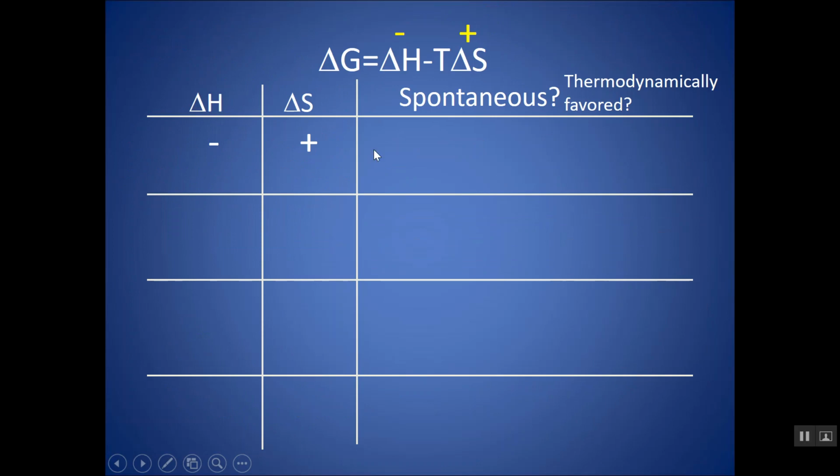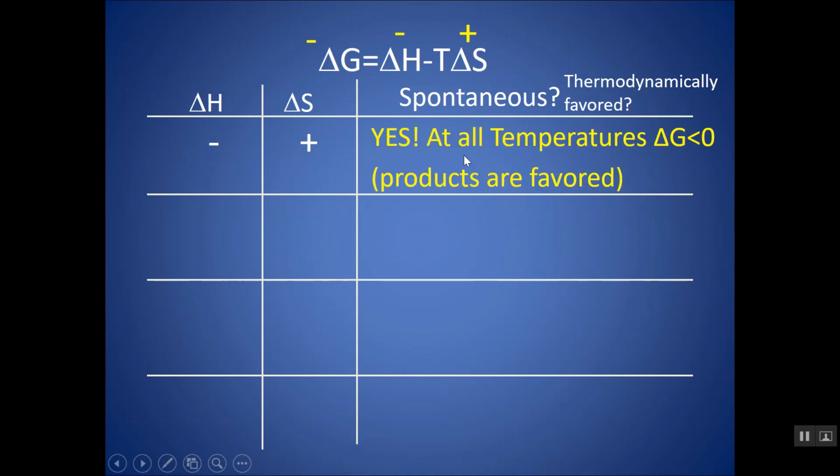Okay, so let's just talk about the signs of delta H and delta S. If delta H is negative and delta S is positive, would the reaction be thermodynamically favored? Well, if delta H is negative and I'm subtracting from it a positive value, I am always going to get a negative delta G. So I am always going to get a thermodynamically favorable reaction if I have an exothermic reaction, delta H is negative, and I have an increase in entropy, delta S is positive. And that's what we said were those 2 factors that are most favorable.